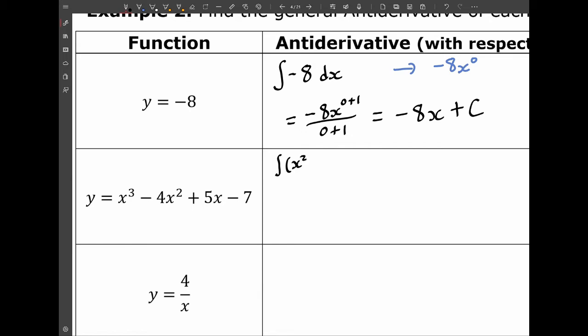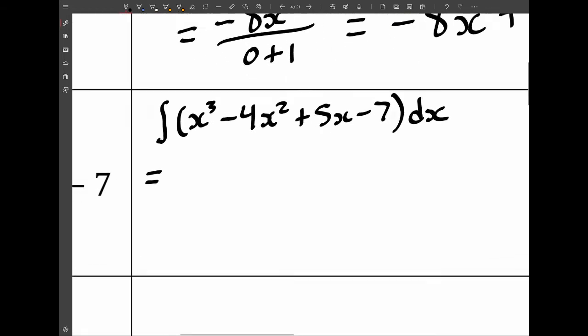Okay, next one. So I'm taking the integral of x cubed. Notice that I'm using a bracket to indicate that I'm taking the integral of all of this. Just saying. Plus 5x minus 7 dx. Taking the integral with respect to x. So what I do, here we go.